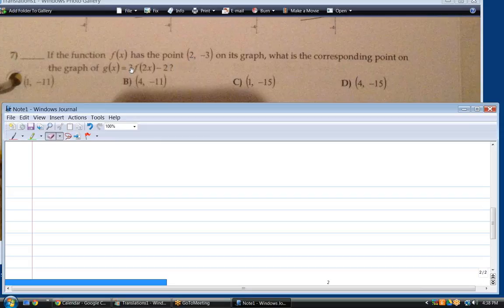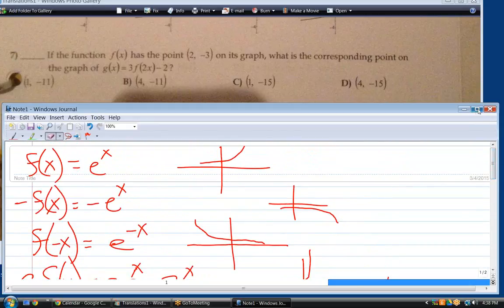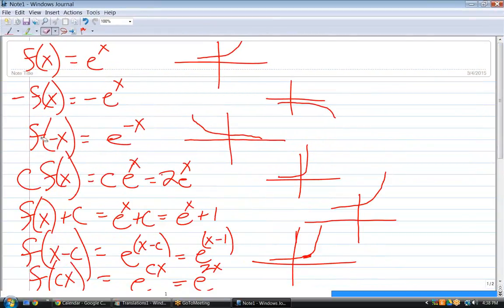And then the 3 multiplies the y coordinate. So we have 3 times minus 3, which is minus 9. The minus 2 affects the y coordinate, moves it down further by 2, so we have minus 11. So this point becomes this. And all you have to do is know what each of these 6 things are to do any of these functions. In other words, knowing these 6 things on the left.